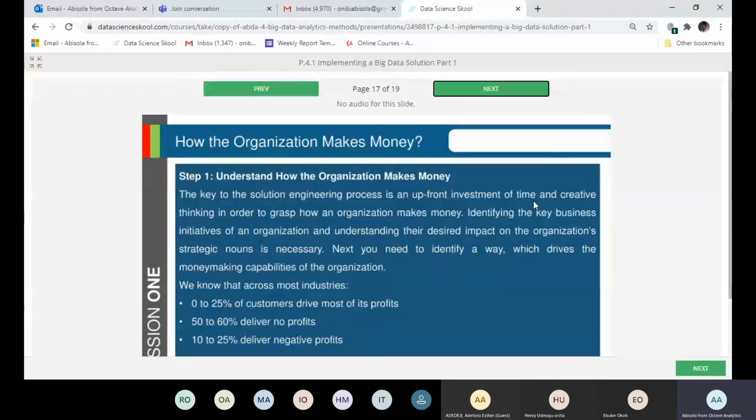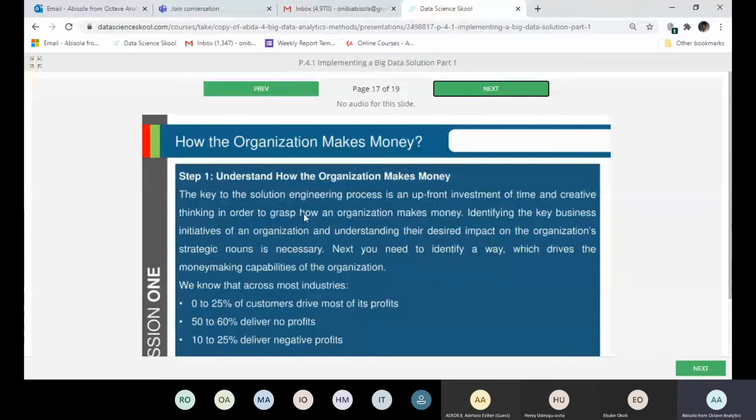Is it the kind of stores? Is it where we have the stores located? These things are called the strategic nouns, and you have to understand these strategic nouns within the organization. Understanding them will help you to know the money-making capabilities of the organization.